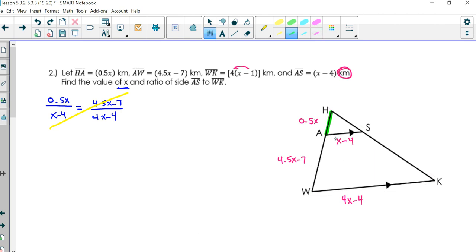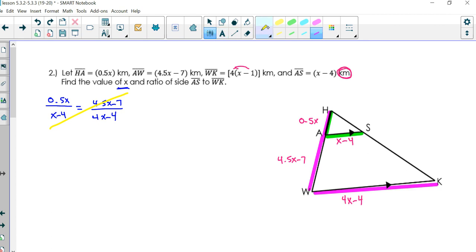So the problem with this proportion is 0.5x over x minus 4 is saying that I want to do the left side over the bottom, which is fantastic. There is a left side and there is a bottom. But then when I say 4.5x, I'm saying the left side over the bottom. But the reason that this proportion doesn't work is because this isn't the left side. AW is part of the left side, but this is the left side.